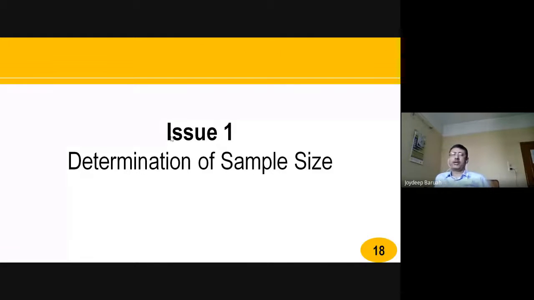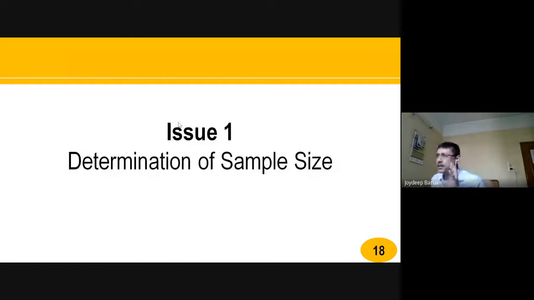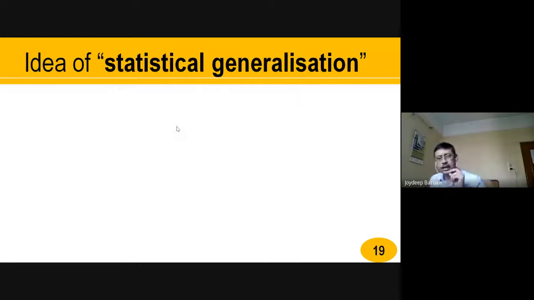Now, issue number one: determination of sample size. How do you decide about the sample size? As I have said, sample theory is basically about generalization. You have to make a statistical generalization: based on your finding, you say, okay, I have got this, but in the population this must be the case. Based on this finding, I predict, I estimate that this is going to happen in the population. That's what we call statistical generalization. Get my point? That is the idea.